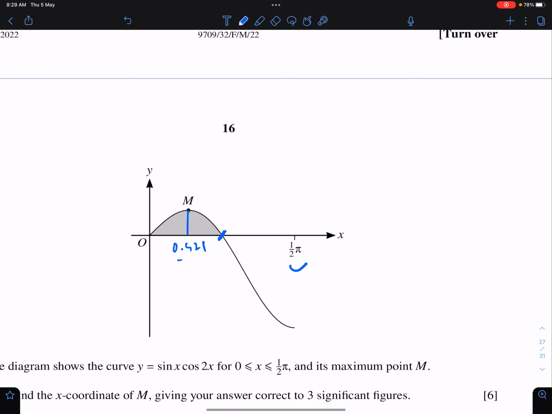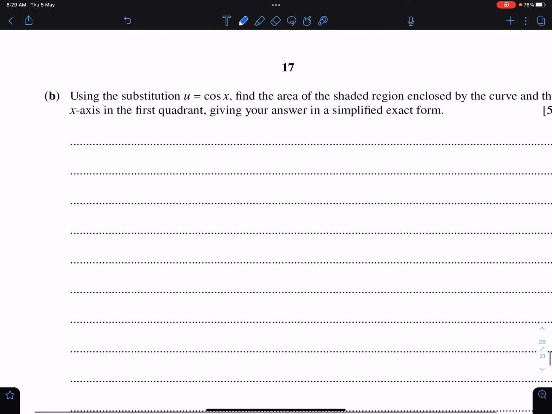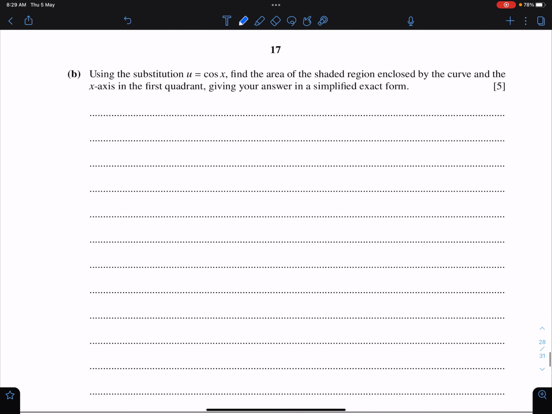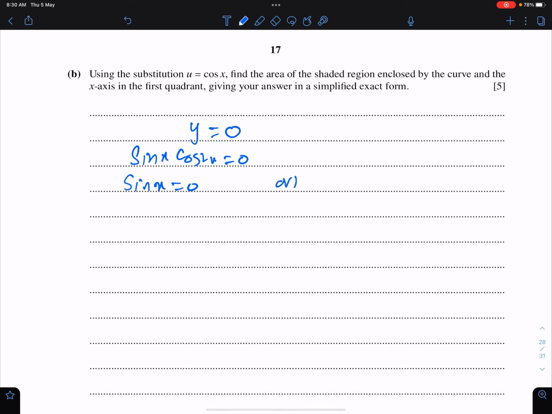So the formula of area is the integral from a to b of y dx. So we need this value, this upper limit. For the upper limit, we have to equate y to 0. So sin x cos 2x is equal to 0. So either sin x is equal to 0 or cos 2x is equal to 0. Sin is 0 at 0, pi and 2 pi.